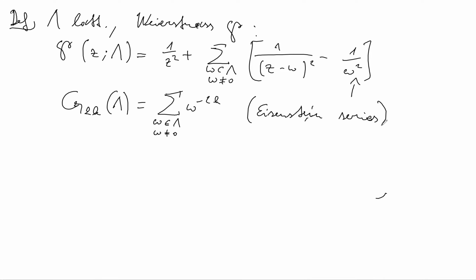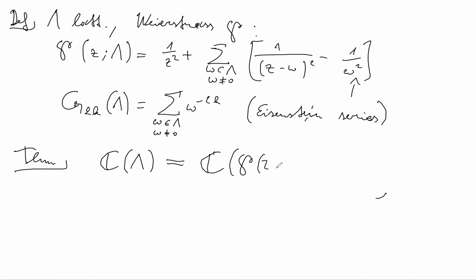Now, why am I introducing them? I'm introducing them because there's a theorem which says that C lambda, remember these were all the elliptic functions with respect to this lattice, is actually generated by the Weierstrass P function and its derivative, P of z and P prime of z. So now we have a basis which we can use to write down arbitrary elliptic functions.